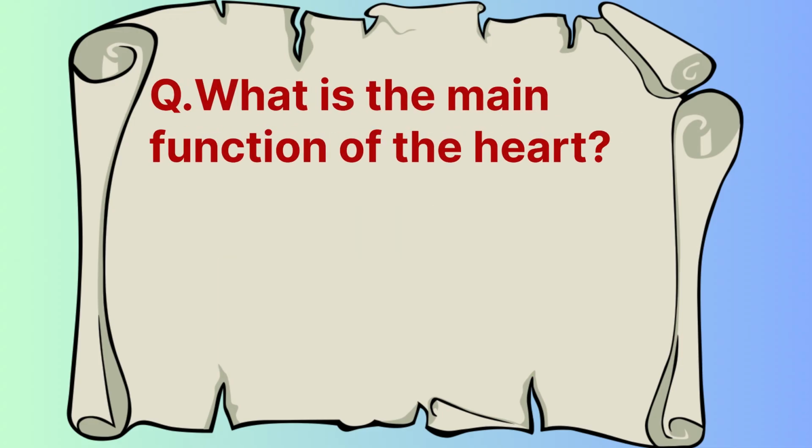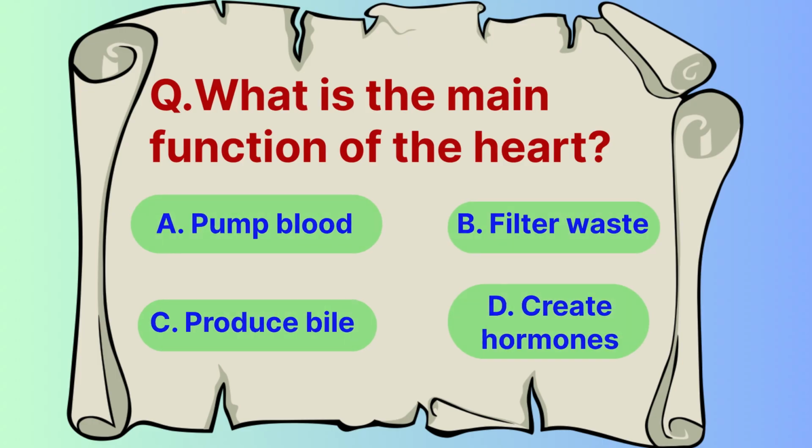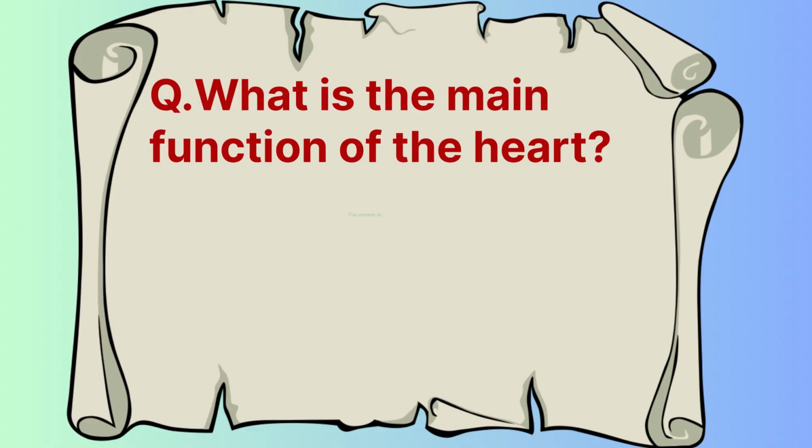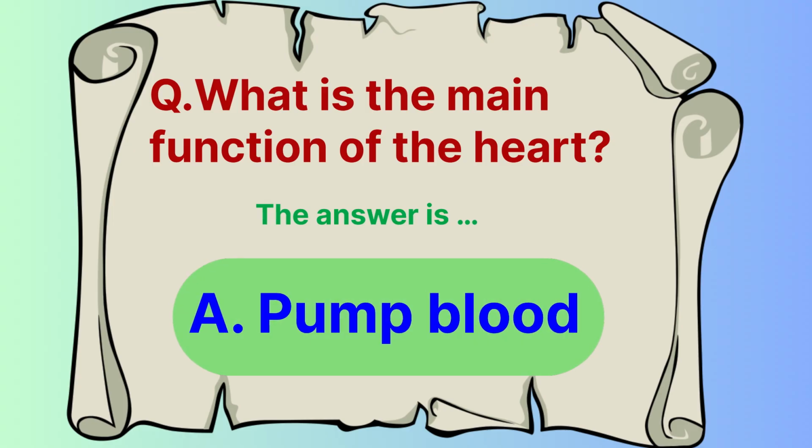Next question, what is the main function of the heart? So the options are pump blood, filter waste, produce bile, create hormones. So the correct answer is A pump blood.